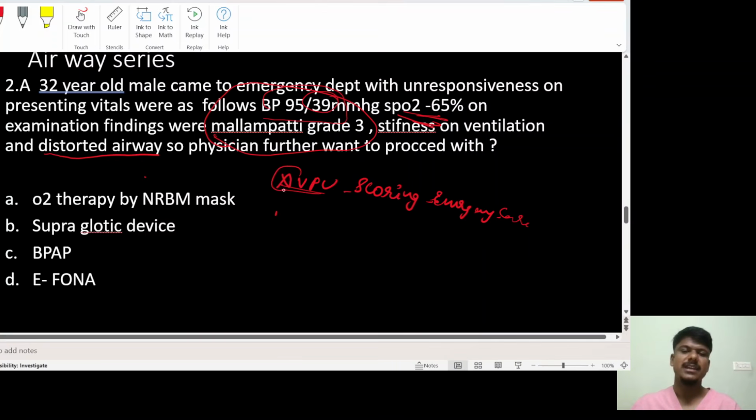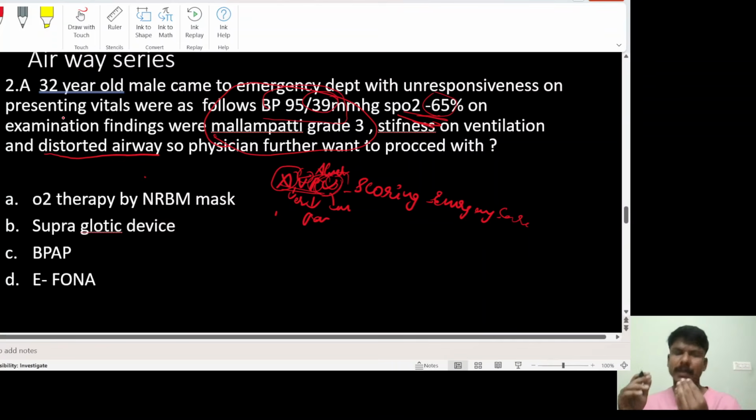What does AVPU stand for? A for alertness, V for verbal response, P for pain response, U for unresponsiveness. Now the patient is unresponsive, which means U stage. The BP is also crashing with diastolic hypotension, and SpO2 is less than 65 percent, which means the patient is in a hypoxic state.